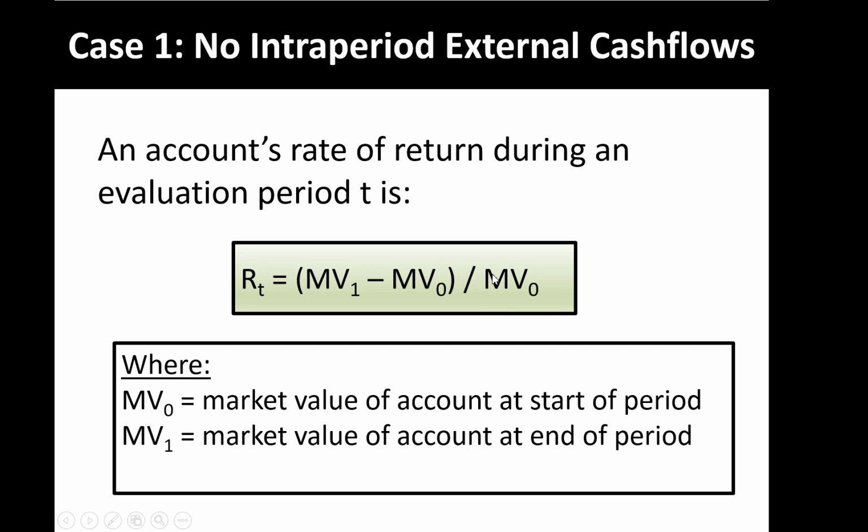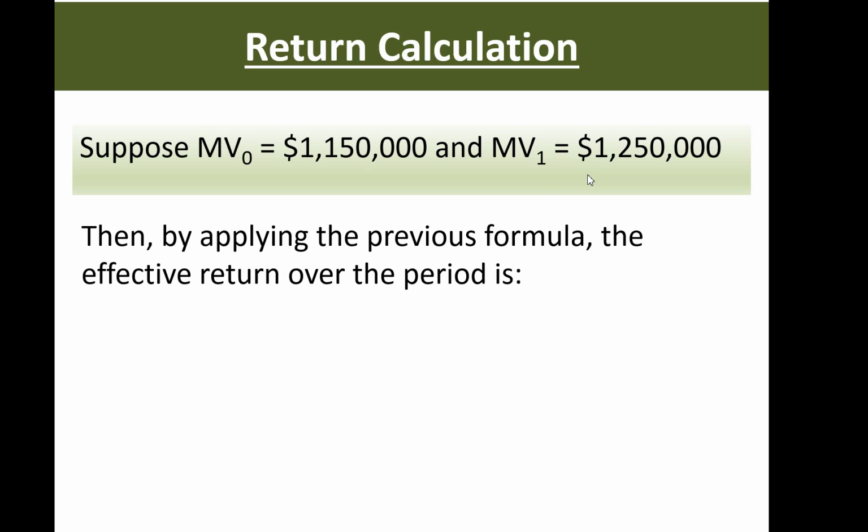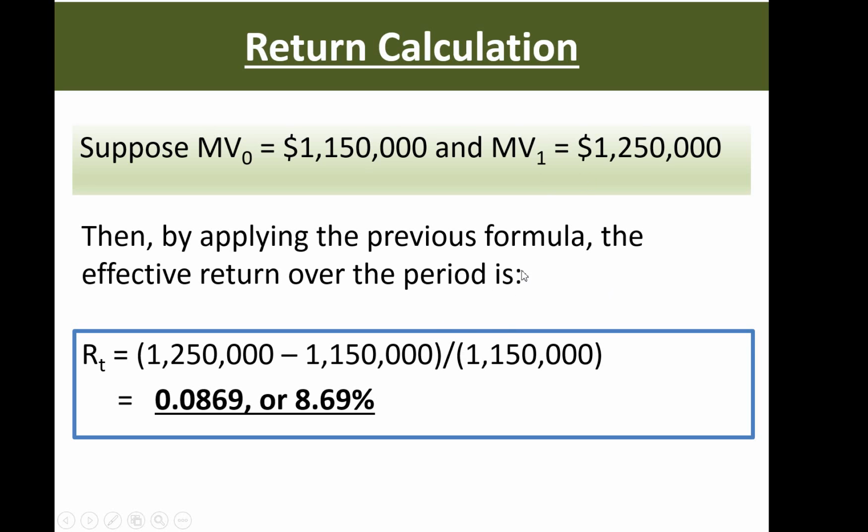And if you want to see how that would come out in practice, in this example, let's say the starting market value of the fund was $1.15 million, and the ending market value of the fund was $1.25 million. Then if you look at the previous formula, the effective return over the period would be the difference between MV1 and MV0, and then you just divide by that starting market value as well. And then you get a return of 8.69% from this example.